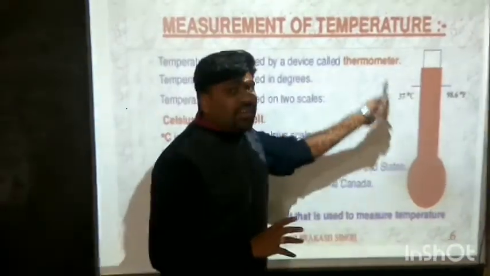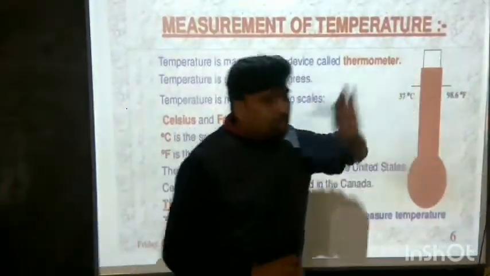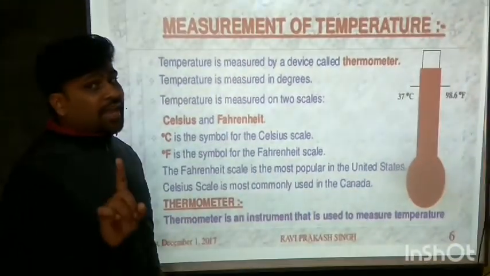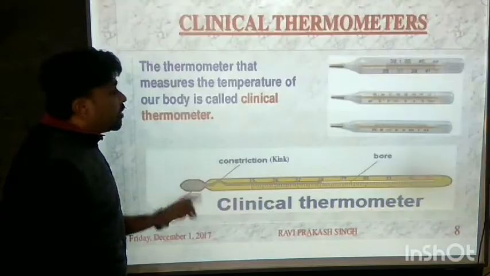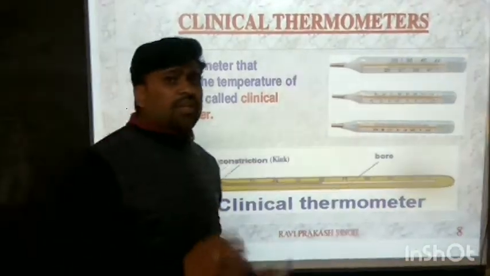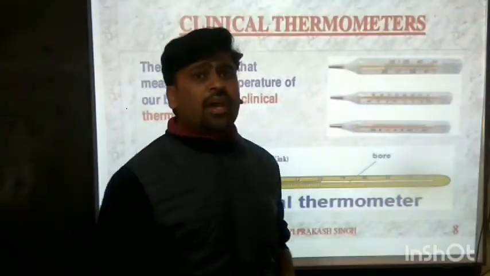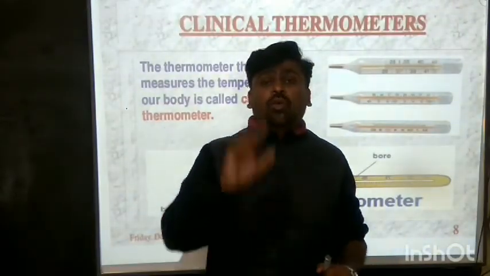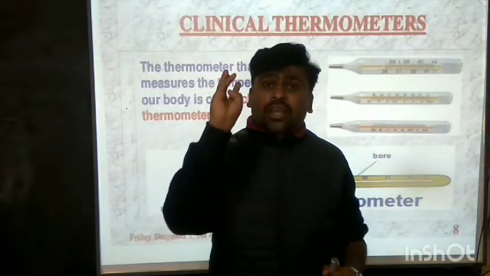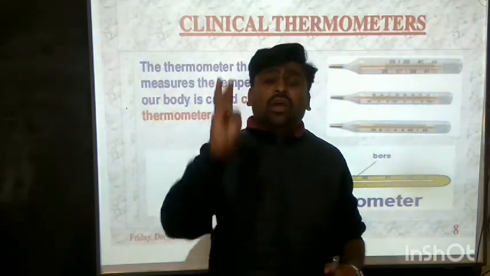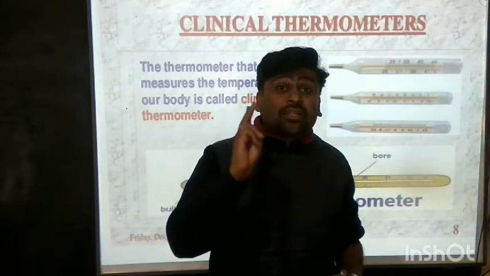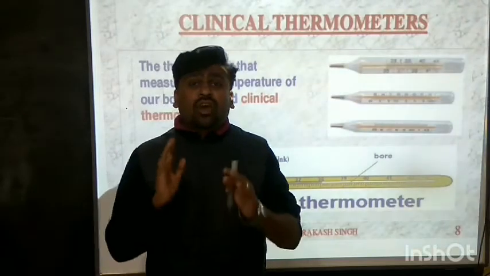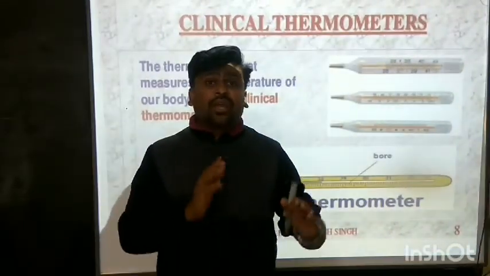Because 37 degrees Celsius is equal to 98.6 degrees Fahrenheit. It is about thermometer. Clear? Regarding the thermometer, in our day-to-day life, we can observe three types of thermometer. One is clinical thermometer, second one is laboratory thermometer, and third one is digital thermometer. These are the three types of thermometer we are using in our day-to-day life.